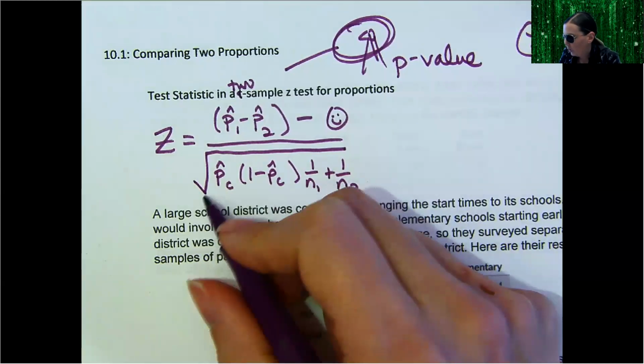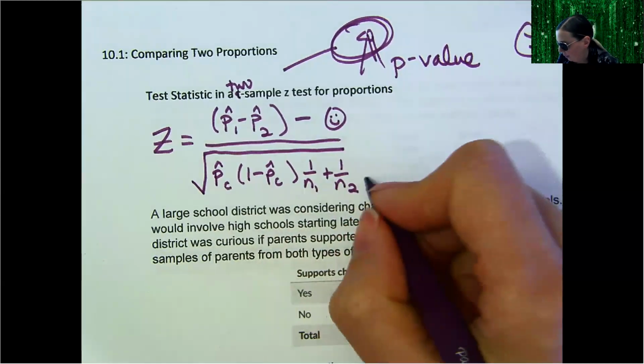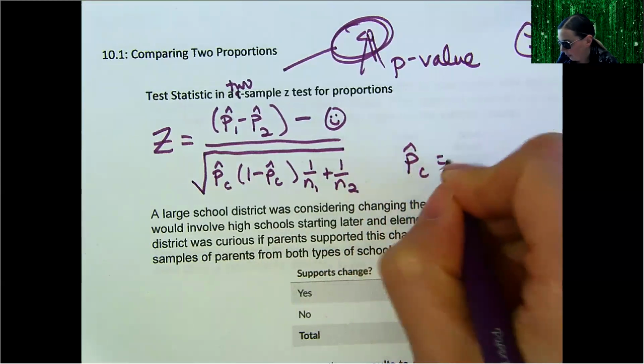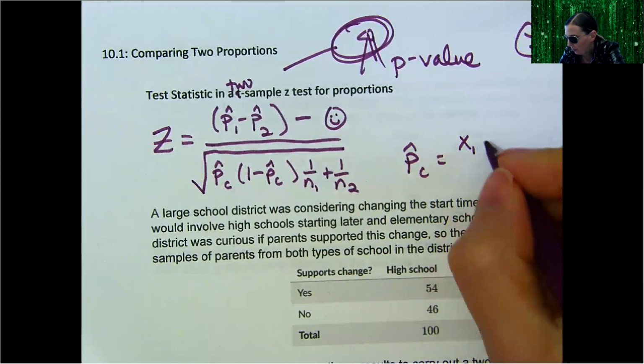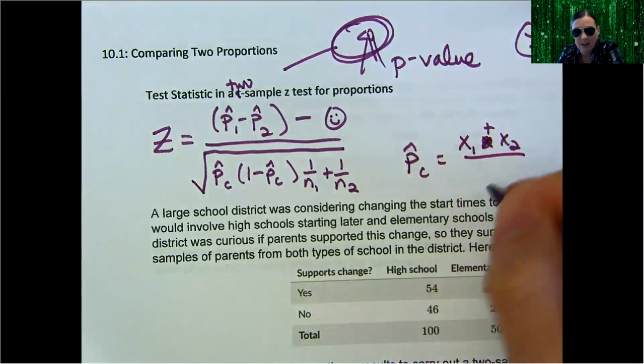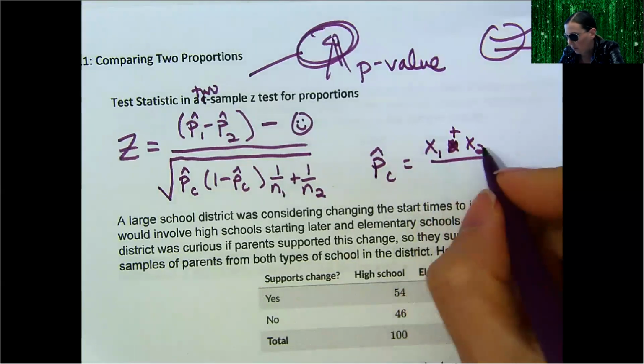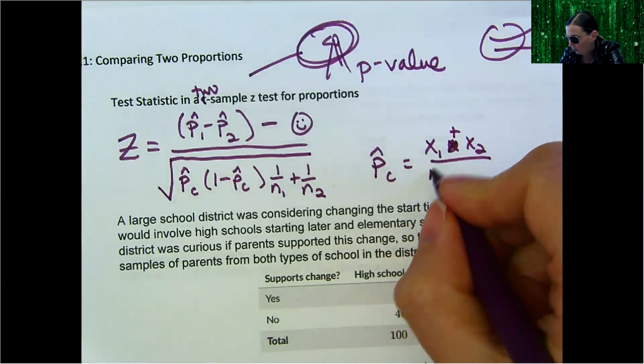All right. This formula is a little bit crazy. The way we find the combined proportion is by taking our samples and just making it one giant fraction. So the number of successes out of the grand totals.